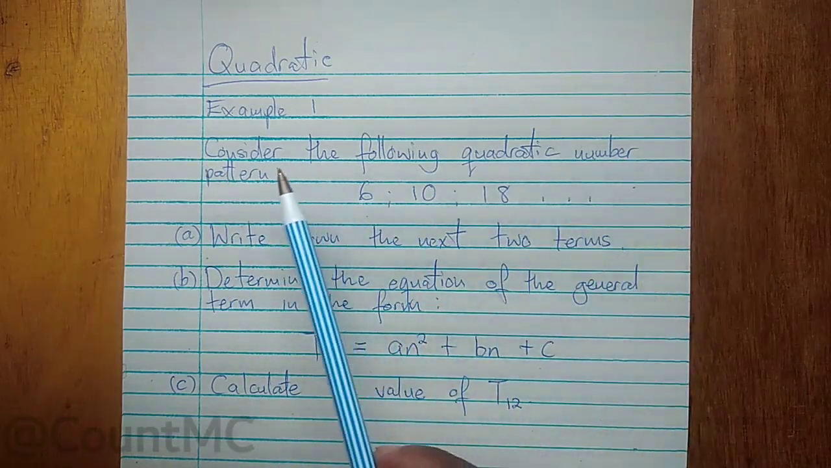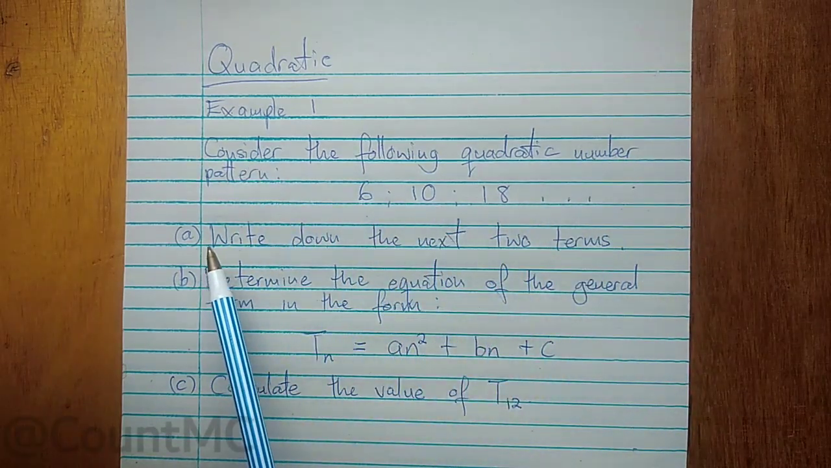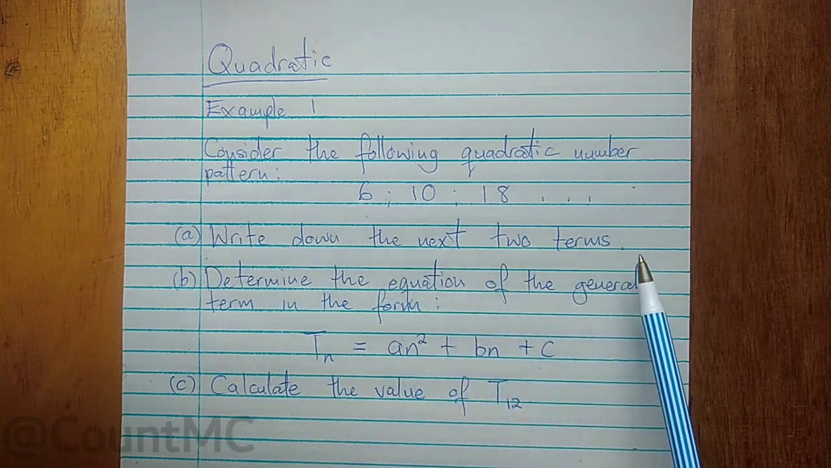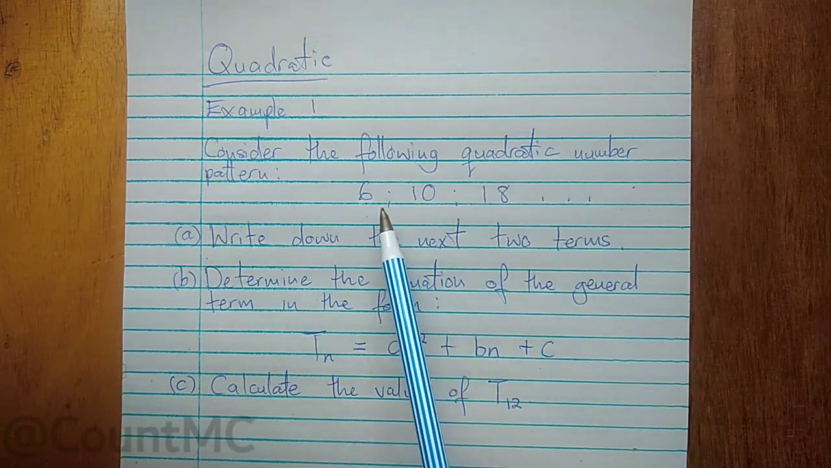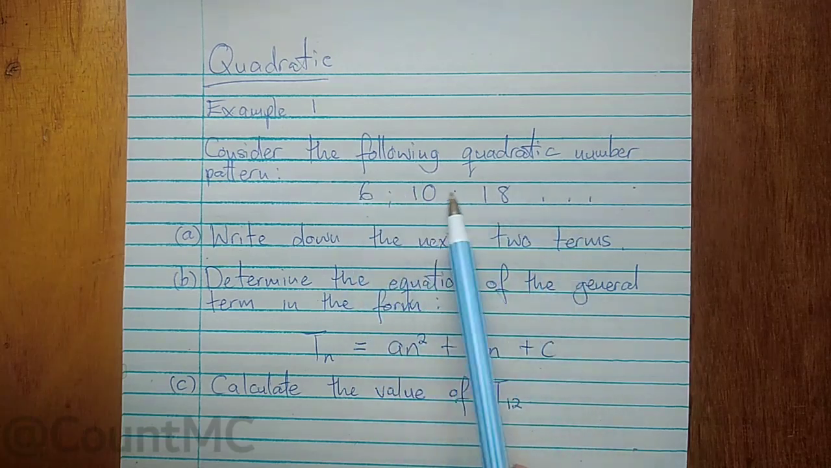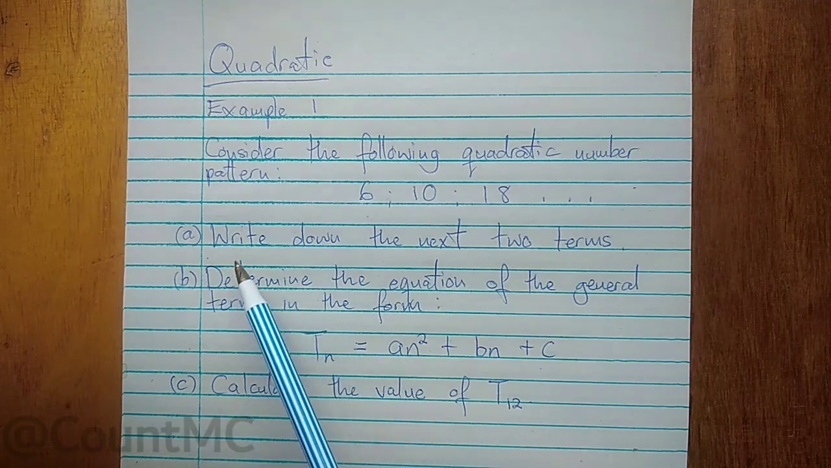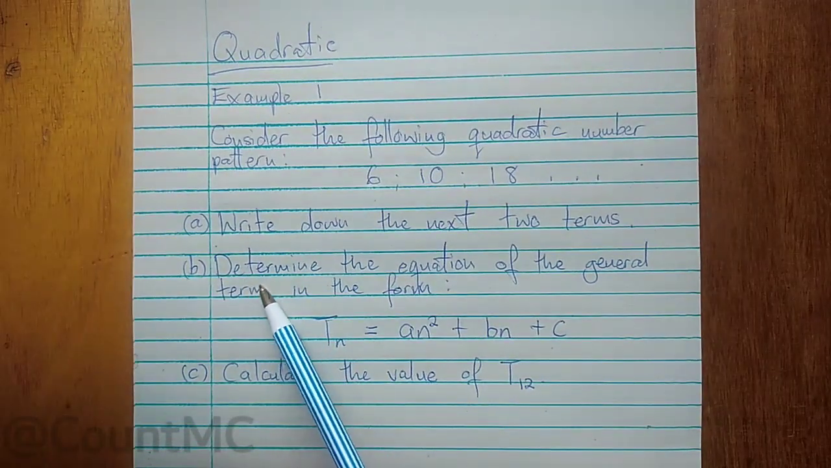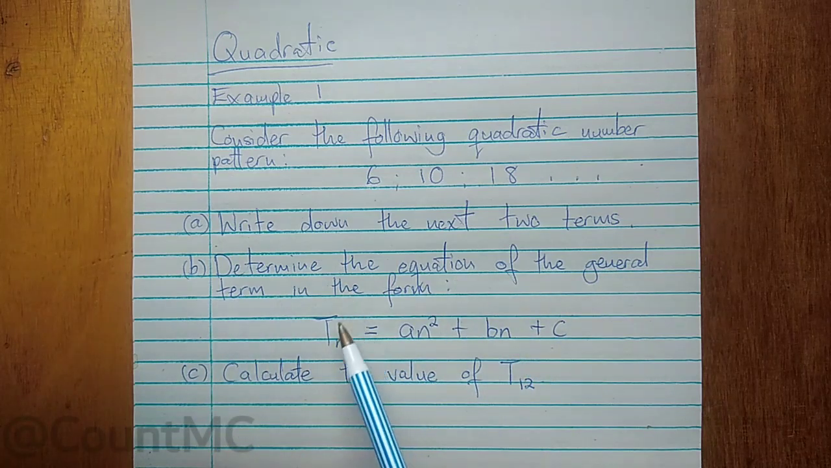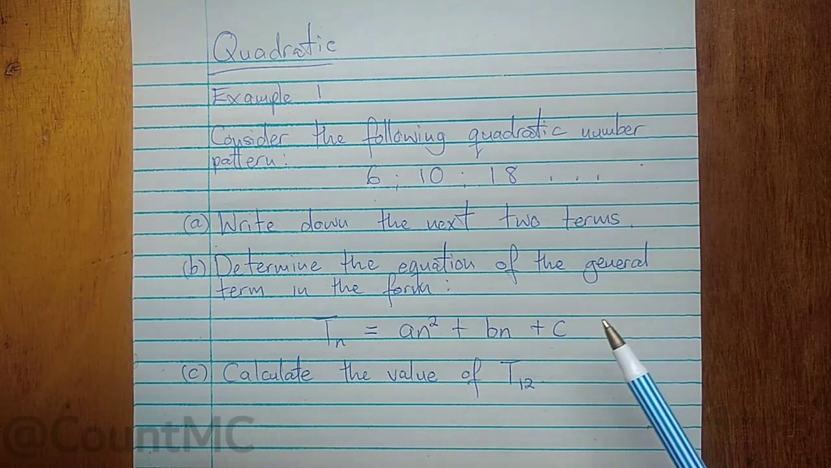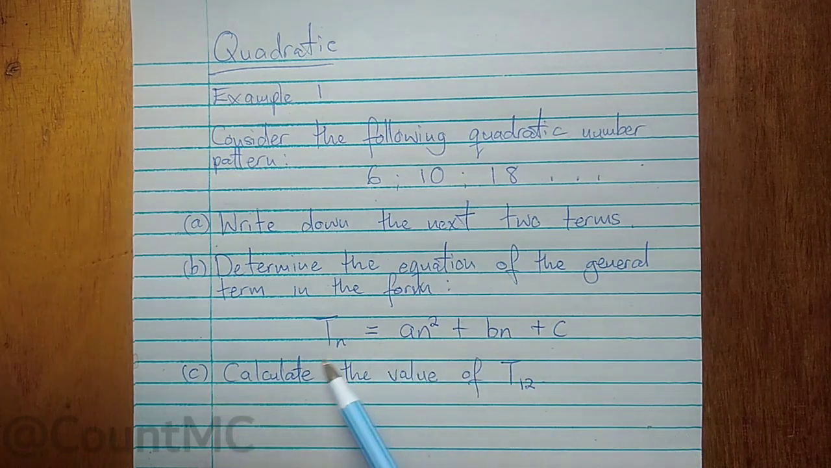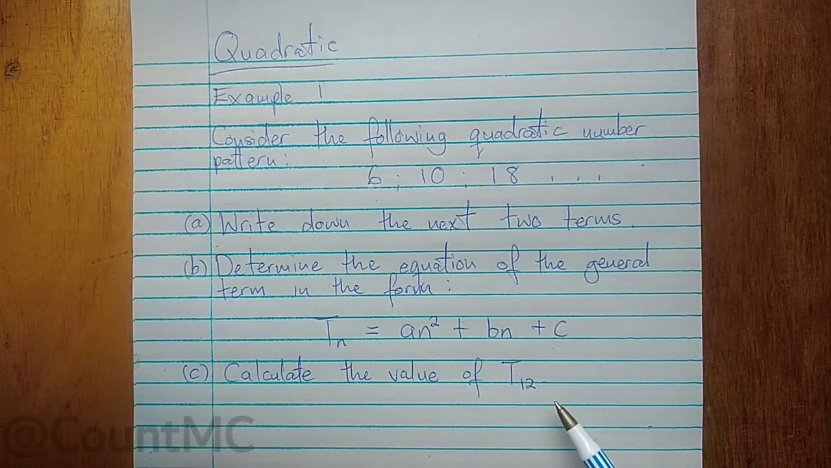Consider the following quadratic number pattern: 6, 10, 18. Part A, write down the next two terms. Usually for quadratic, you need more than 3 terms for you to be able to find the first and the second difference. Part B, determine the equation of the general term in the form Tn equals an squared plus bn plus c. After getting the equation, they now ask you to use the equation to calculate the value of T12. This is another way of saying find the value of the 12th term.